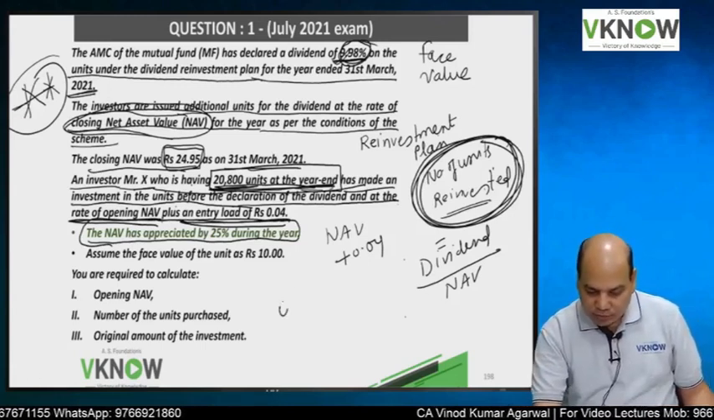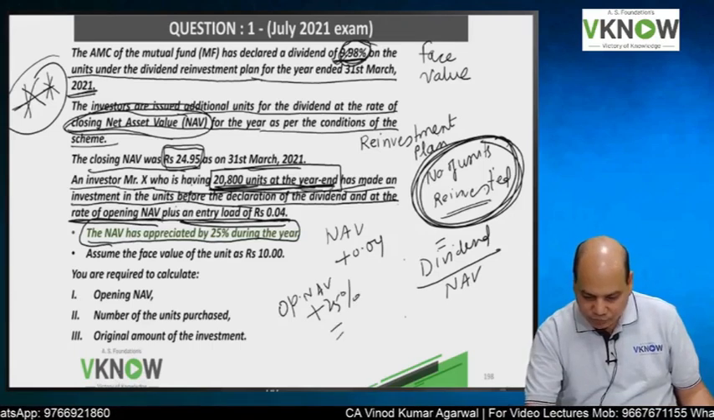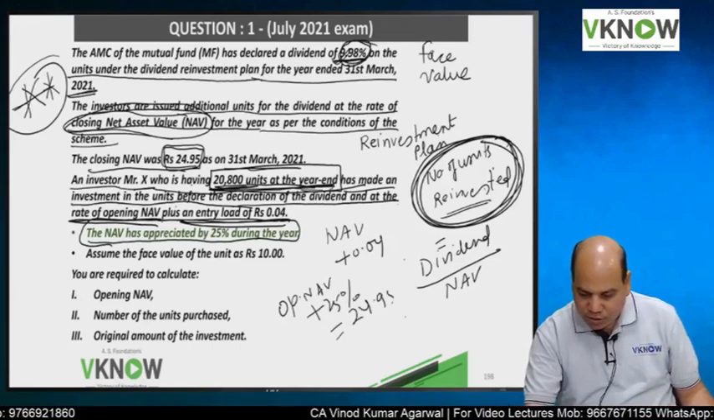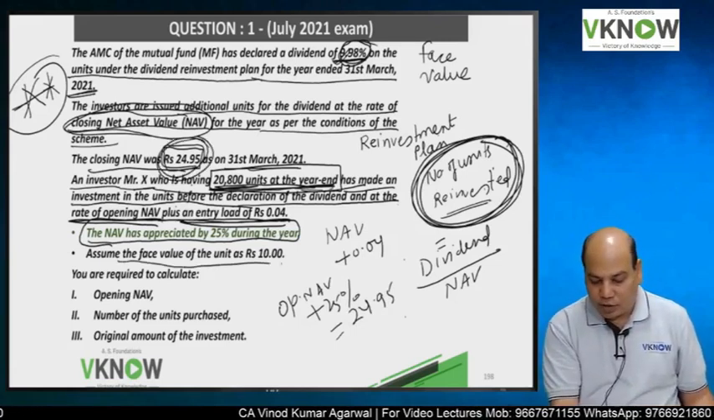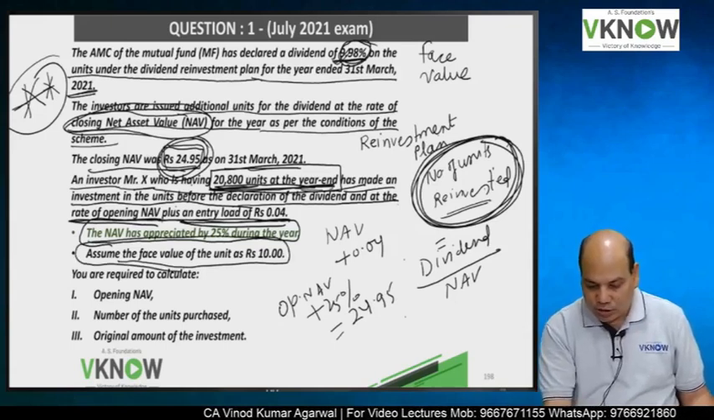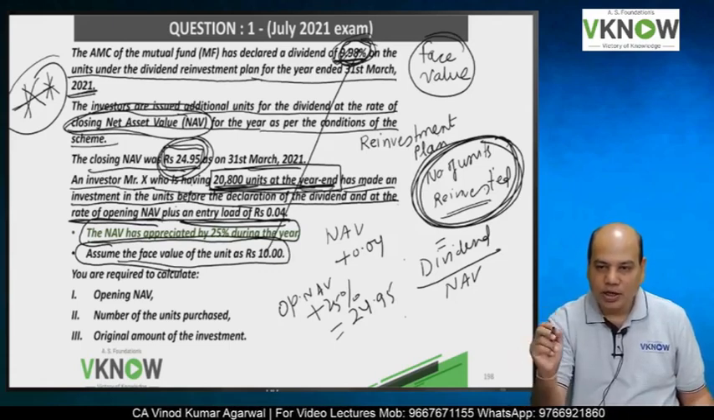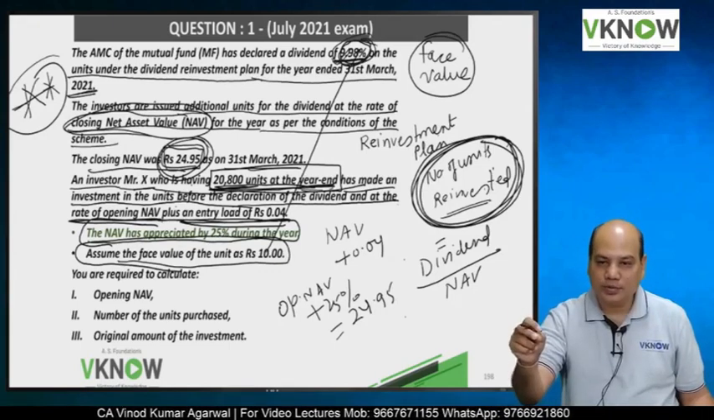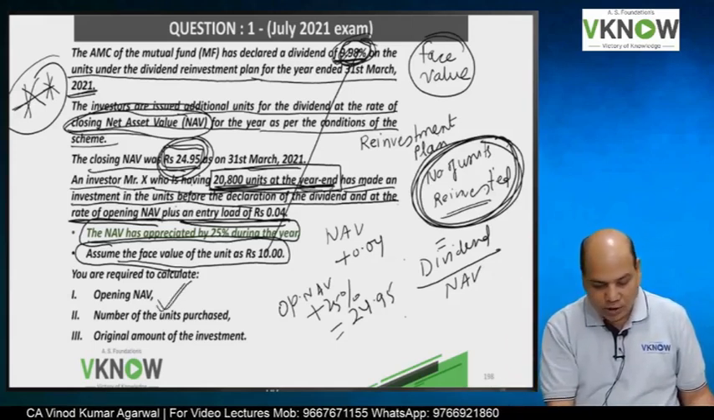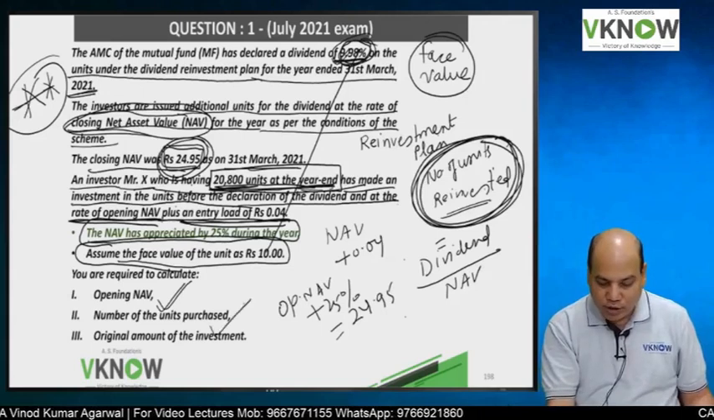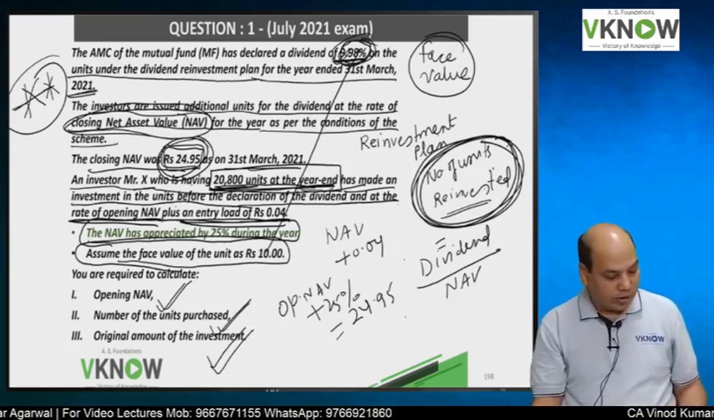Next line. The NAV has appreciated by 25% during the year. So opening NAV plus 25% appreciation will be equal to closing NAV, which is 24.95. Can you see 24.95 here? Assume the face value of the unit is 10 rupees. So this 10 rupees will be required for multiplying by 9.98%. That will give you dividend per unit. Question is calculate the opening NAV. Very easy question. Calculate the number of units purchased and calculate the original amount of investment.